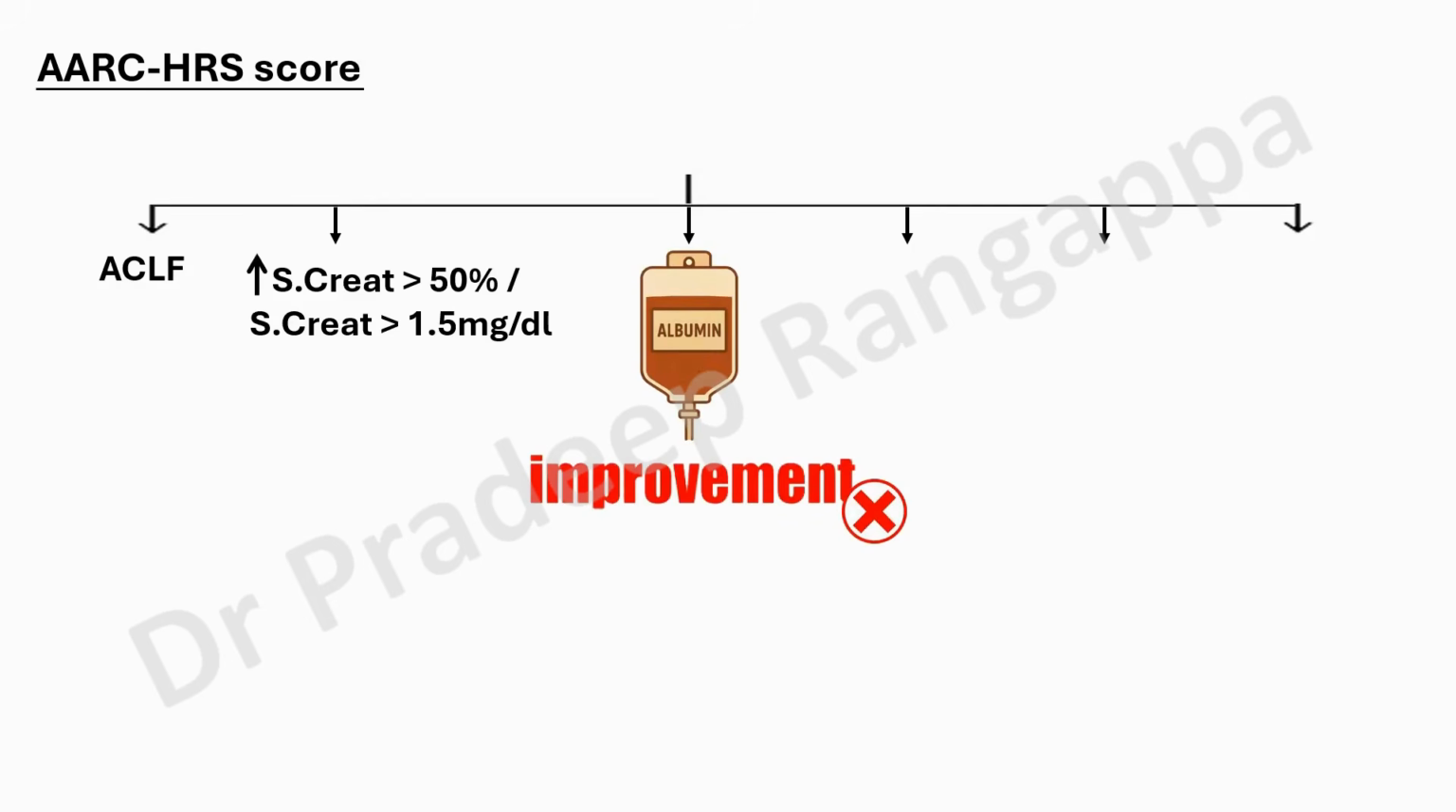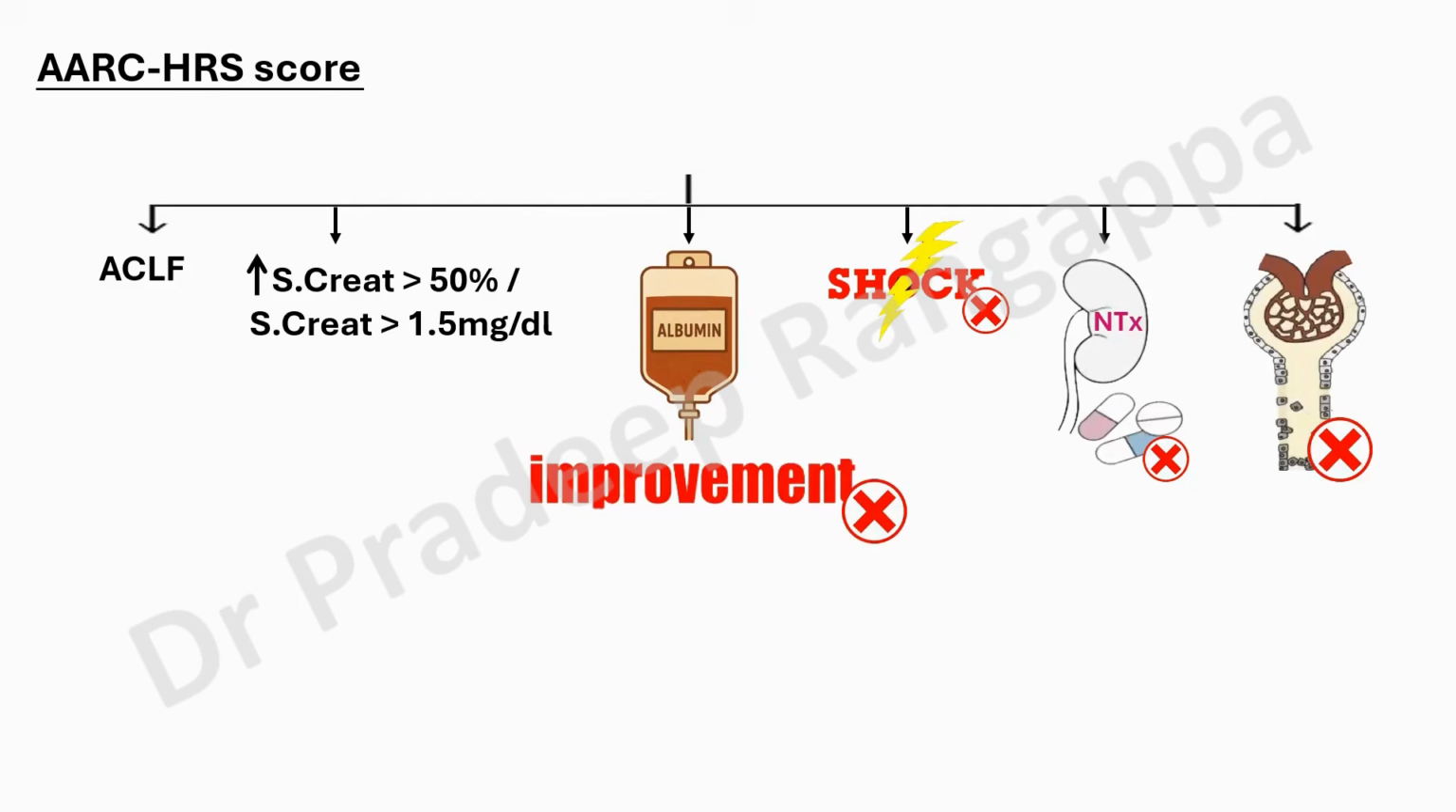And you call it AARC HRS especially when, after giving albumin, there is no improvement, then you would say it is getting into established HRS. There should be absence of shock, there should not be nephrotoxic drugs, and there should not be underlying renal tubular necrosis or acute tubular necrosis. So these are some of the criteria that have been put in place for the AARC HRS criteria.